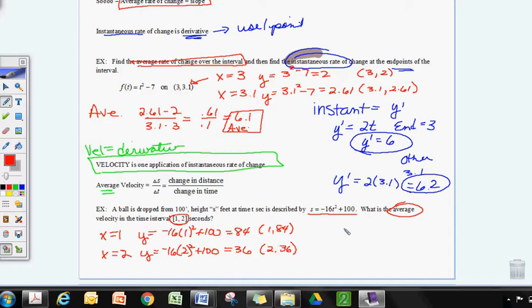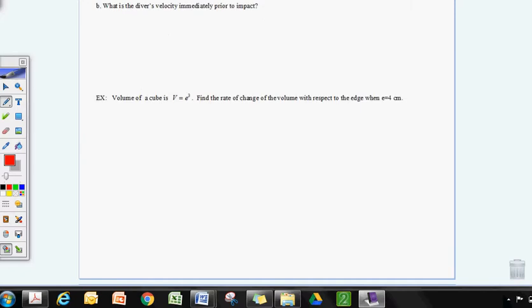So now if I'm finding average, average is just slope. So my average velocity in this case is going to be 36 subtract 84 over 2 subtract 1, which turns out to be a negative 48. And for those of you who've done physics, feet per second, yeah, we're in feet per second instead of meters per second. Okay, next page.